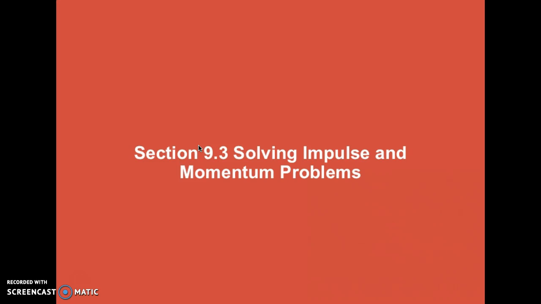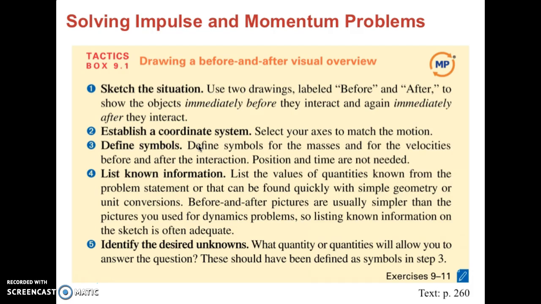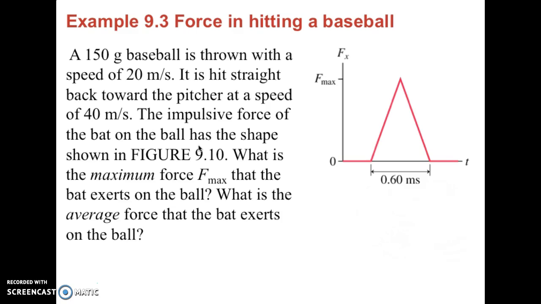All right, so let's solve a few more examples together. We always want to sketch the situation, define our variables, list anything we know, what's unknown, and then move forward with our problem from there. So looking at this next problem, I have a 150-gram baseball thrown with a speed of 20 meters per second. It's hit straight back towards the pitcher at a speed of 40 meters per second. So I want to know what is the maximum force that the bat exerts on the ball and what is the average force.